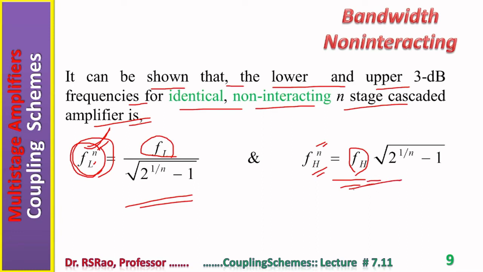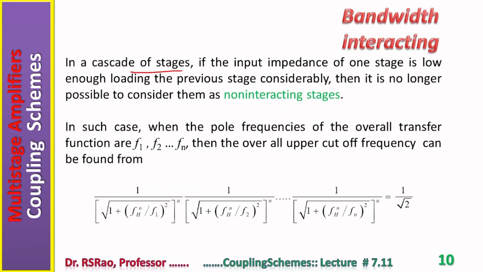From this expression, one can easily compare the cutoff frequencies of the multi-stage amplifier and the cutoff frequencies of the single-stage amplifier. In a cascade of stages, if the input impedance of one stage is low enough, loading the previous stage considerably, then it is no longer possible to consider them as non-interacting stages.